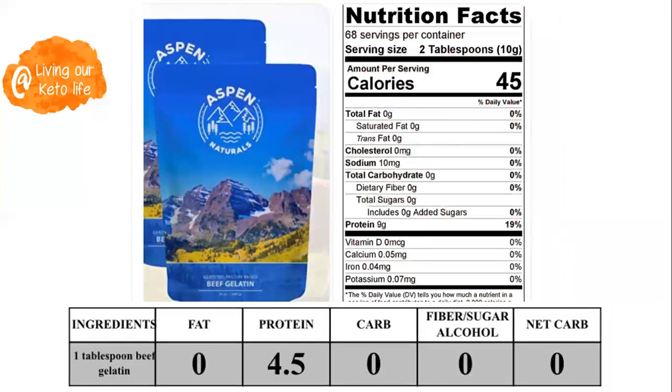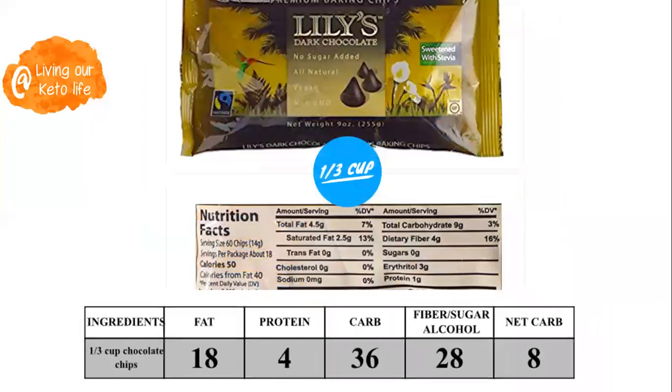Okay, this is one of the different beef gelatins. This happens to be the one in my cupboard right now, so this is the one I used as an example. 2 tablespoons is a serving, and we're only using 1 tablespoon in here. So I basically took my number there and divided it in half. So the only macro I had to fill in on here was the protein, and I divided it in half, so it was 4.5 grams of protein.